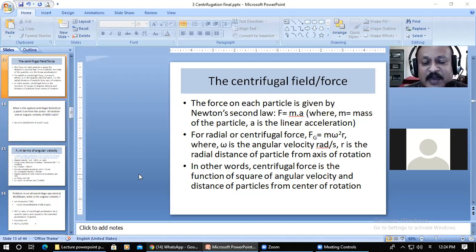In other words, can I tell you that the bigger the centrifuge machine, or the bigger the rotor of the centrifuge machine, the more will be the centrifugal force acting on the particle. Is it clear to you? Yes, sir.